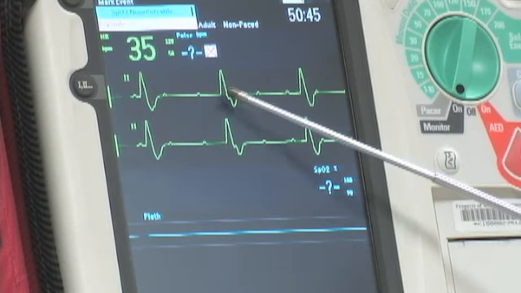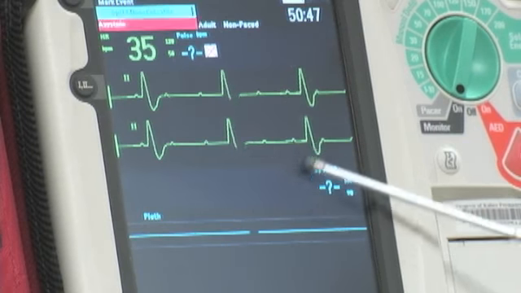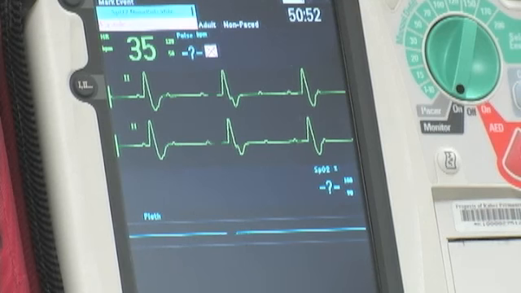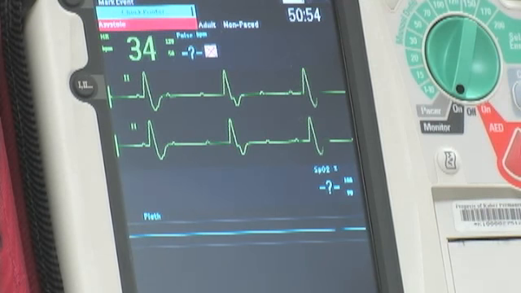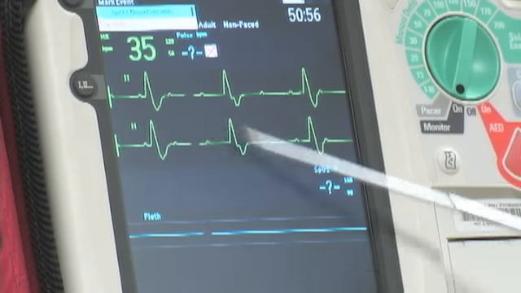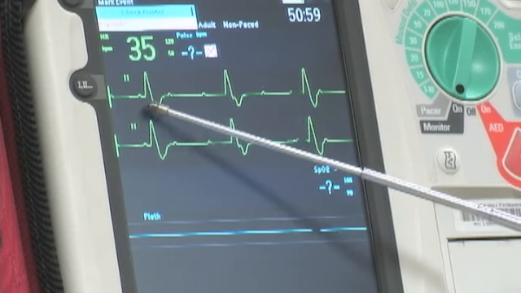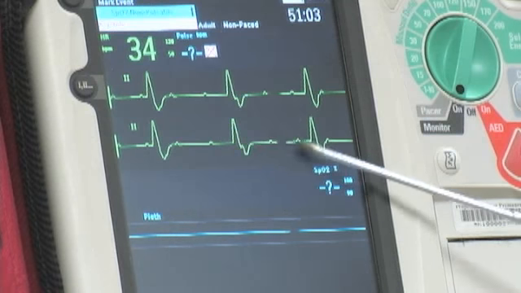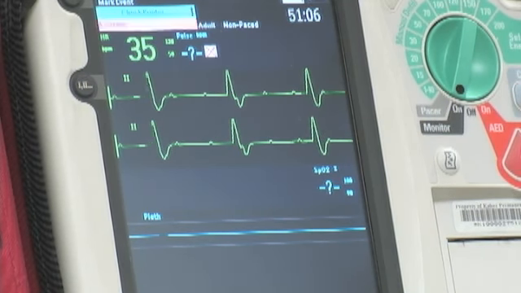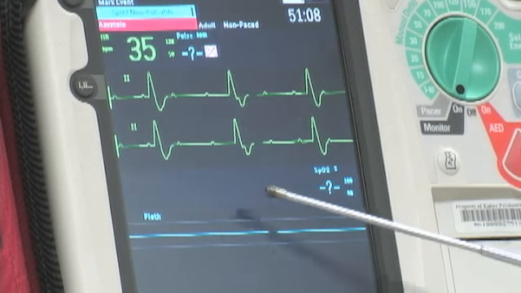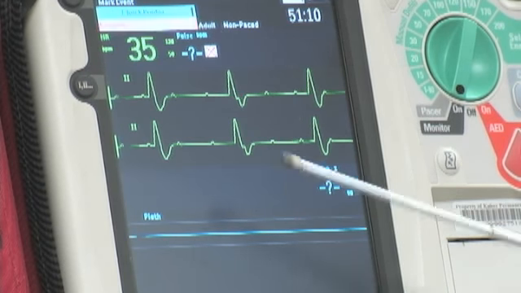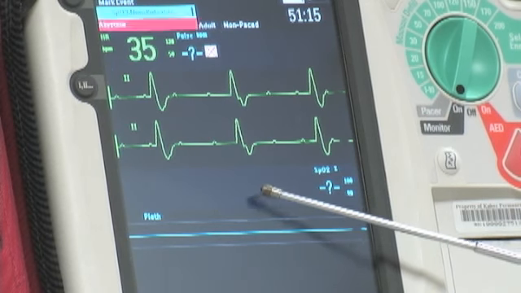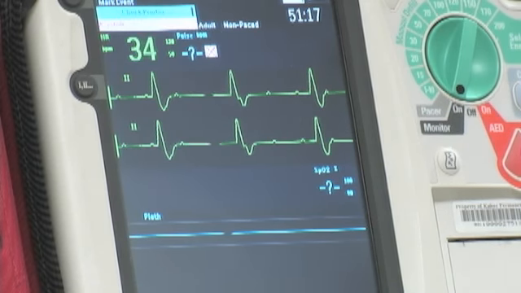The QRSs are marching to their own drum, but there's no connection between the P's making the QRSs. So this is a third degree AV block, or a complete heart block, or complete AV dissociation. None of these P wave signals are getting through to make the QRSs. So the heart is creating its own ventricular escape beats. This is the most serious degree of block. This is potentially the most unstable, and your patient is probably going to be symptomatic to some degree.